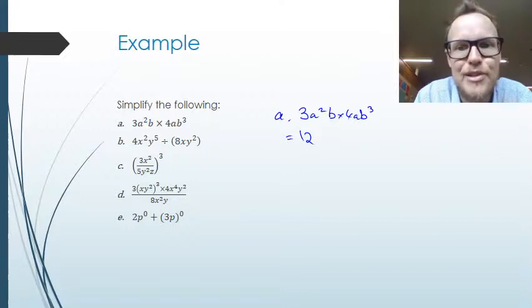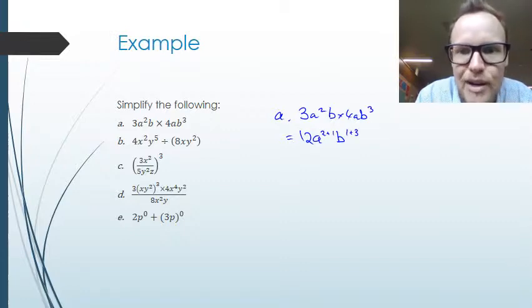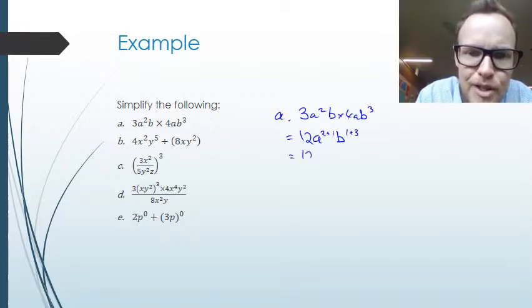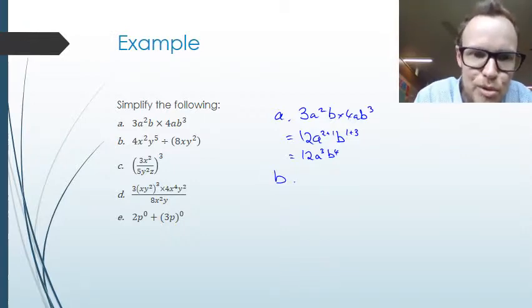I've got a squared times a, which is a to the power of 2 plus 1, and I've got b to the power of 1 plus 3, because I've got b times b cubed. So then I end up with a cubed b to the power of 4 in a simplified version there, using index law 1. Index law 2 now is going to be used for the next one.